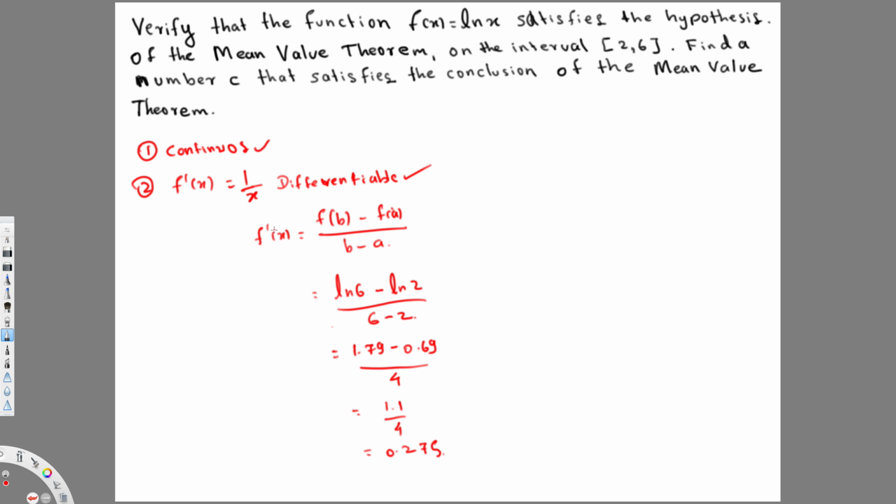Now I have to equate this to the first derivative. That's going to give the x value. So to find the x value, 1 over x is equal to 0.275. Therefore, x is going to be equal to 1 over 0.275. If you divide, you will get 3.63. Then we have to check whether it is within this interval. Yes, because the interval is 2 to 6 and 3.63 is within it.